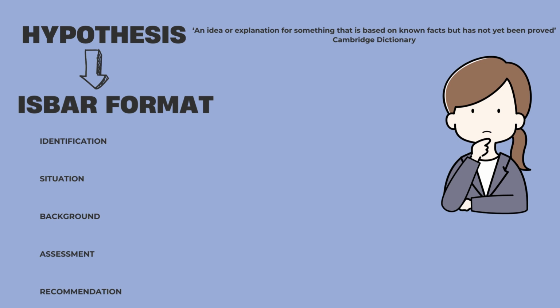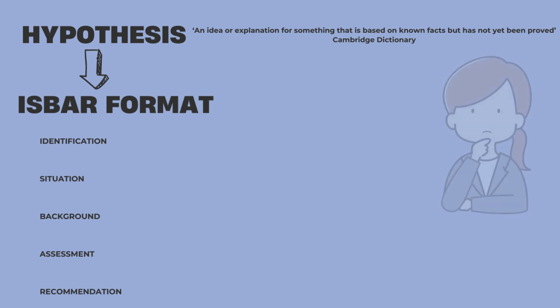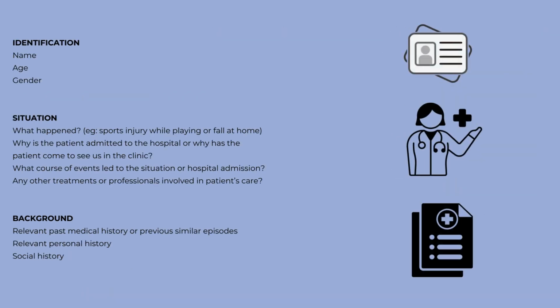All right. Now, this hypothesis has to be presented in the ISBAR format. So, this is the recommended guidelines, and this is personally what I did. So, ISBAR, if you split it down, as you can see on the screen, it is identification, situation, background, assessment, and recommendation. So, this is what ISBAR stands for. Now, let's talk about these in detail. The first one is identification, wherein you would have information about the patient's name, their age, their gender. So, this is what the identification looks like.